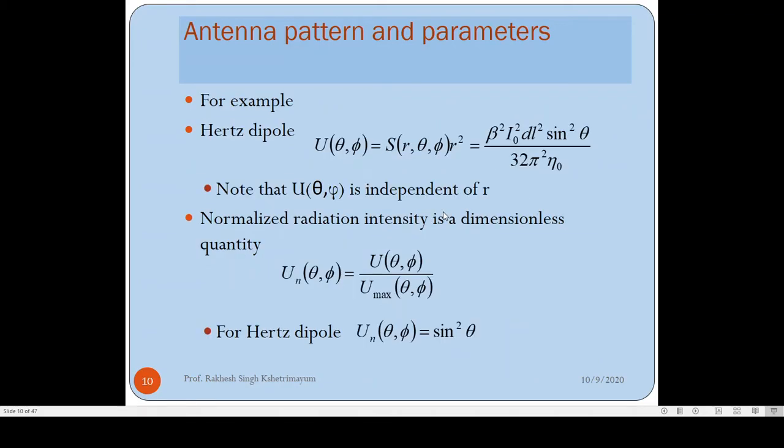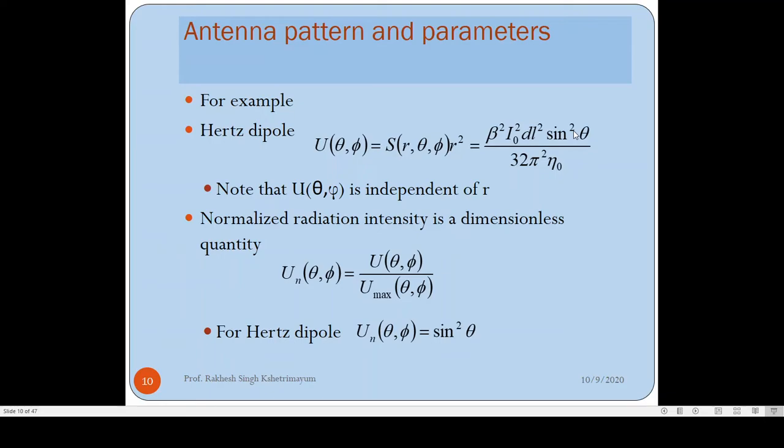Let us take a simple example for the Hertz dipole. For the Hertz dipole, you know the electric field and you know the magnetic field. You take the cross product of these two, E cross H star, and you will be able to get the Poynting vector. You multiply by r squared, and then you get the radiation intensity. The final term you have here for the radiation intensity is independent of r. We don't have any r dependent term here.